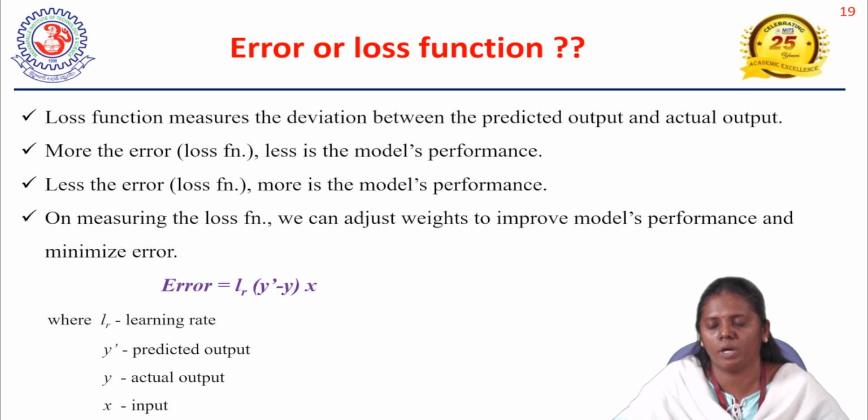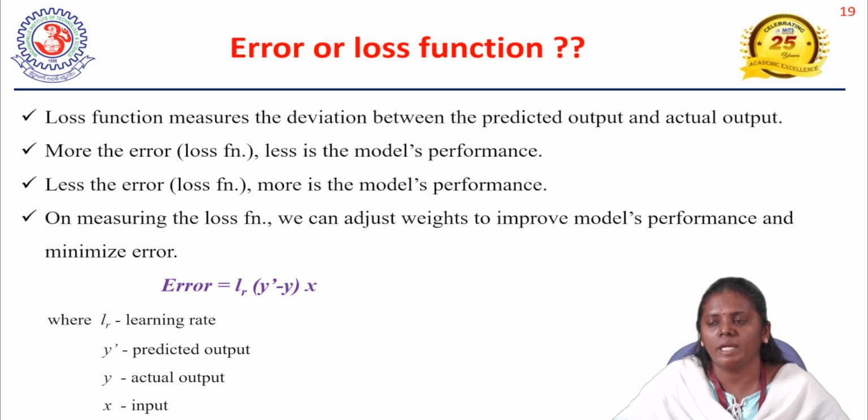Okay. And you can see there, error is equal to LR times (y dash minus y) times x. LR represents the learning rate. That is the initial value that was given for the model to get trained, and it was gradually increased. There are many methods for increasing the learning rate over the epochs. Okay, that we will see in the further sessions.